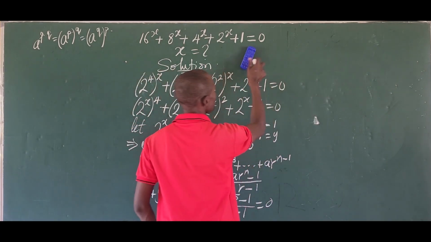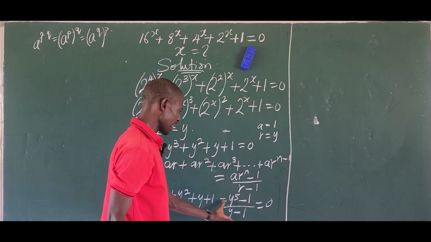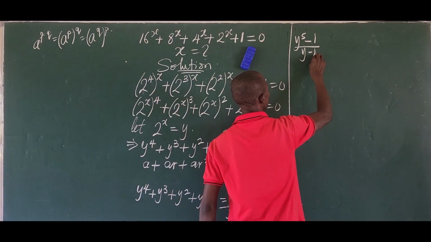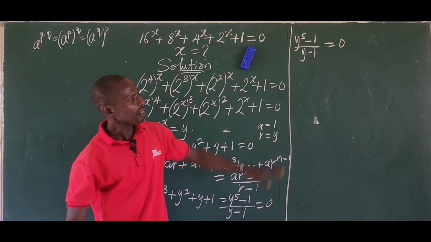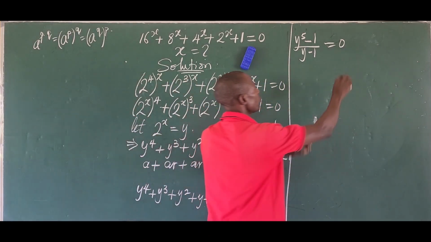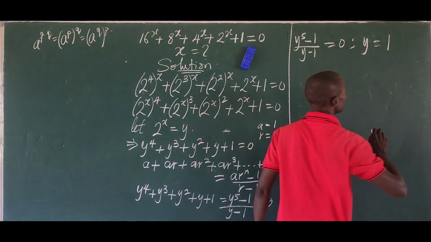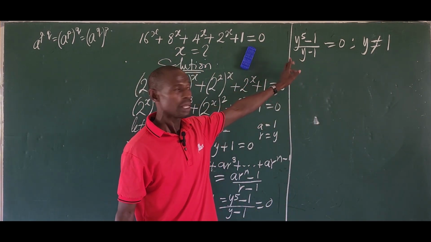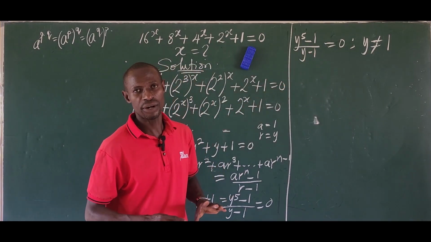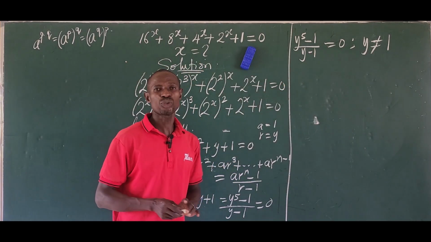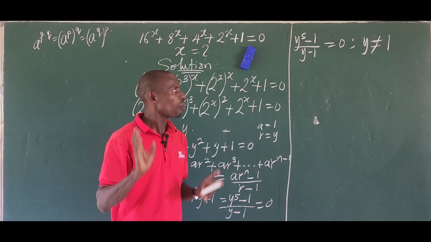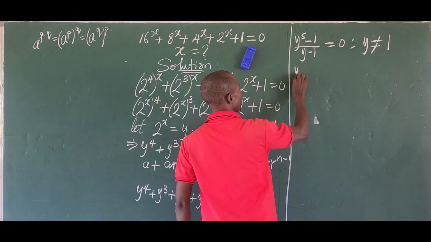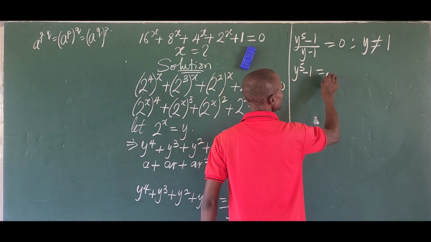So we can now rewrite this expression to give us something unique here. It now implies that y to the power of 5 minus 1 all over y minus 1 is equal to 0. Now, if you take a look at this challenge, y cannot be equal to 1. Why? Because we cannot divide by 0. If y is equal to 1, then the denominator is going to give us 0, and that would be y to the power of 5 minus 1 all over 0, which is undefined. And so what we do here, we multiply through by y minus 1. If we do that, we're going to have y to the power of 5 minus 1 is equal to 0.